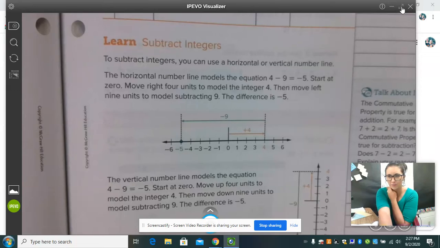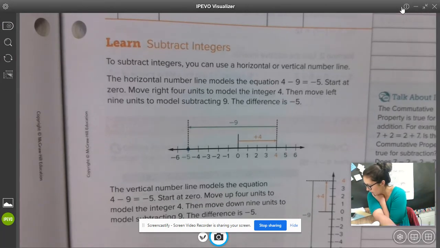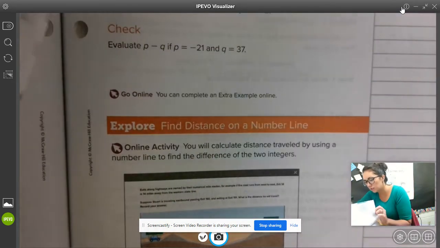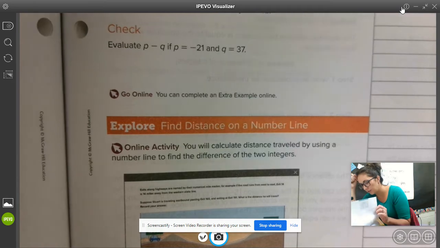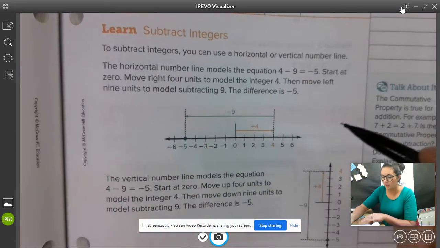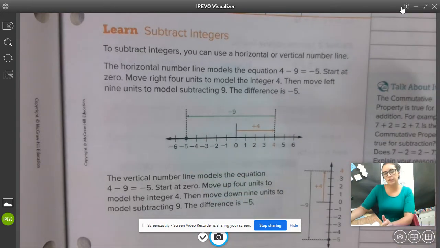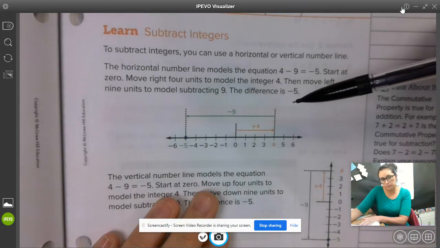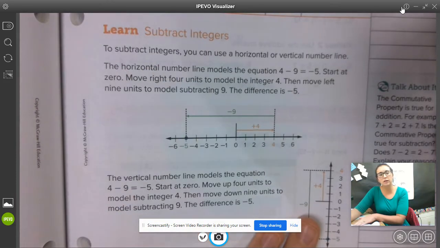All right, folks, so we are on page 139 in your workbook. We're going to work through examples 1, 2, and 3. To subtract integers, we can use a horizontal or a vertical number line, just like with adding. As you can see here, this one's pretty straightforward.